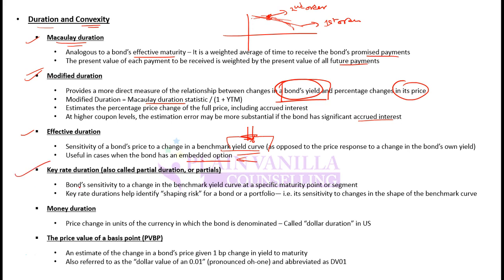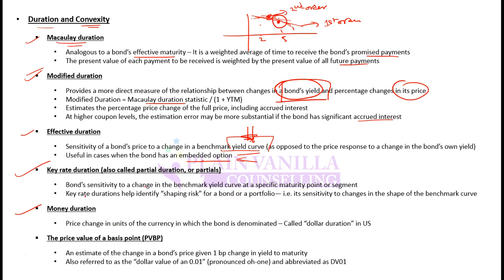Key rate durations. So far we are talking about the overall duration, that is one duration for the whole yield curve or for the whole investment horizon. However, durations can differ at different points. So duration for 2 years may be different, duration for 5 years may be different. Estimating this particular duration at a specific maturity is known as key rate duration. And if you sum up all the key rate durations, that should give you a similar value as the total duration.